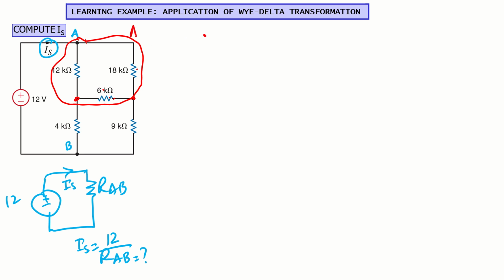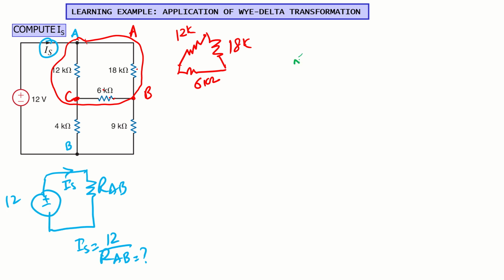Like if we call this A, okay, and let's call this point B and this point C, for the simplification. Well, you can use other variables also. So I have this 12K, I have this 18K, and then I have this 6 kilo, right? So this is a delta. So we can convert this delta to the Y form.